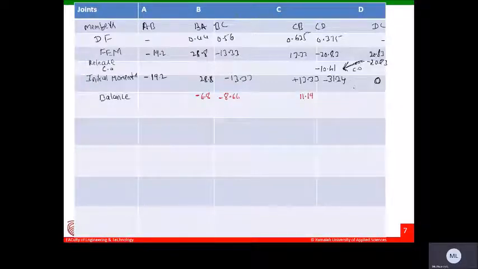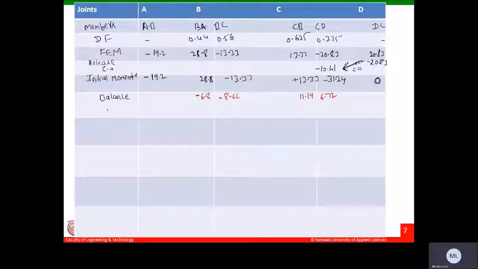Similarly, minus 17.91, the summation of these two movements. Minus 17.91, multiply with the distribution factor 0.375. Change the sign, write down the values. How much is it? 6.72. So very important steps, guys, please.